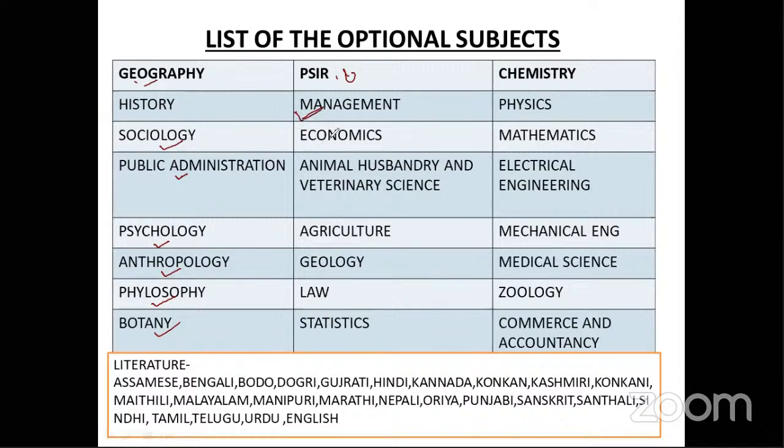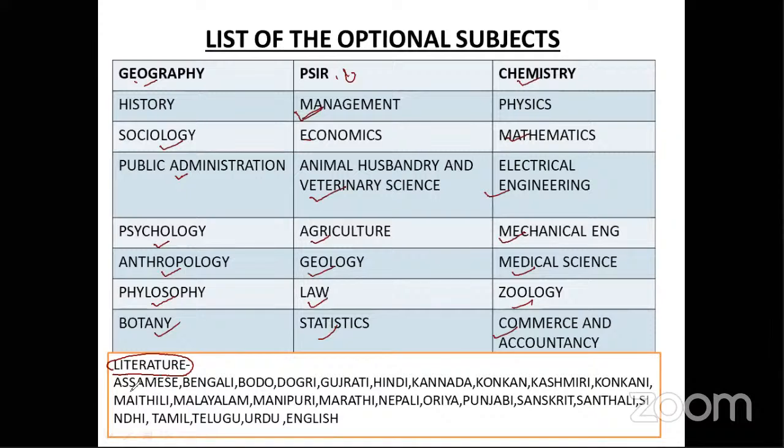Then management, economics, animal husbandry and veterinary science, agriculture, geology, law, statistics, then chemistry, physics, mathematics, electrical engineering, mechanical engineering, medical science, zoology, commerce, and accountancy. So the total number of optional subjects offered by UPSC is 26. And you also have an option: suppose you don't want to choose any of these optional subjects, then literature will be available for you.